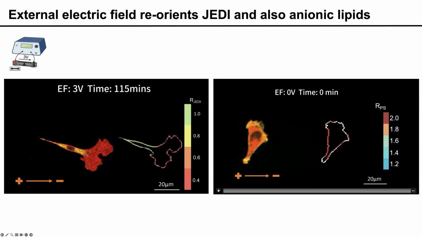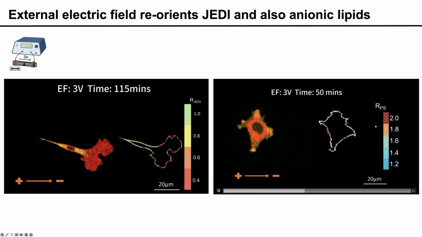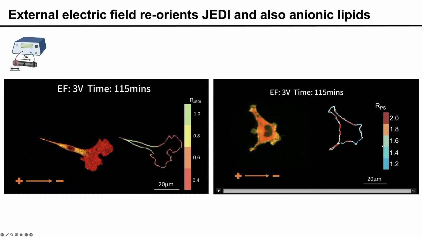And then you can do the same experiment with PS. Here you see that PS is more abundant in the protrusive region, that's blue. Sorry, more abundant in the red region, the lateral region. Red is higher. And then if you turn on the electric field, it will reorient and become more abundant in this new lateral region, away from the protrusion.